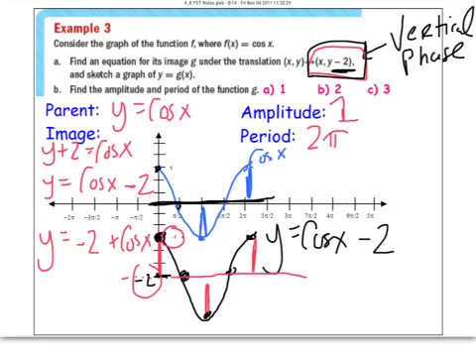And I'll tell you this, a phase shift or a vertical shift just on its own will never change the amplitude or the period of the original parent function. Only scale changes do that, and you can clearly see that in the graph.